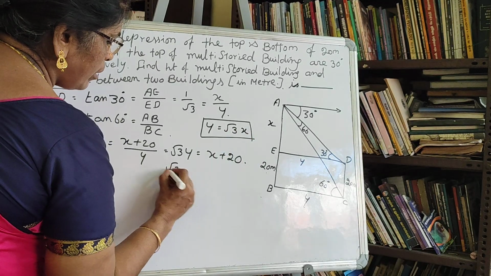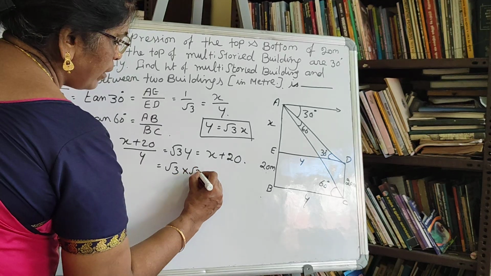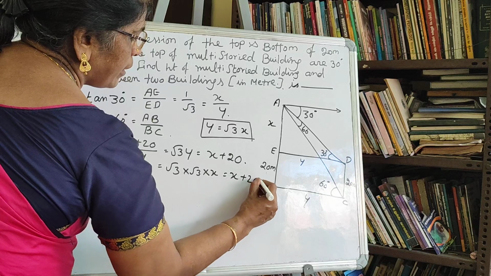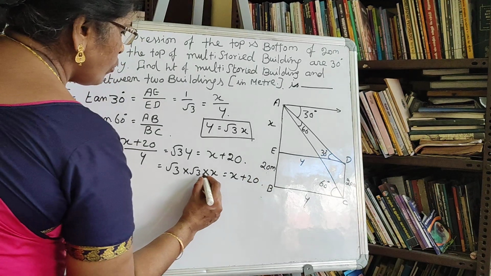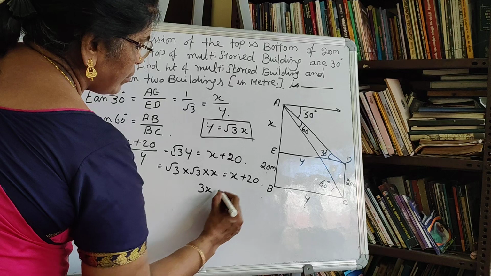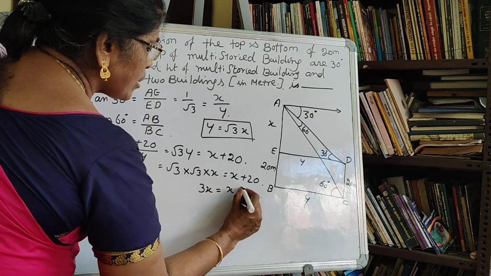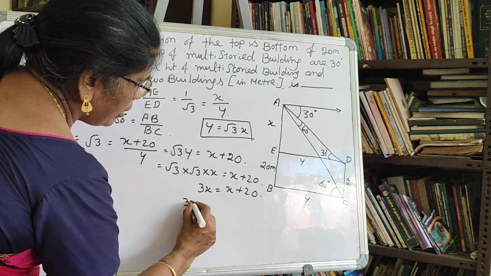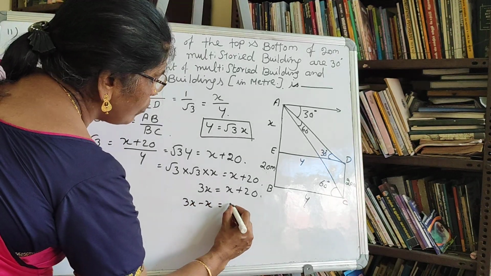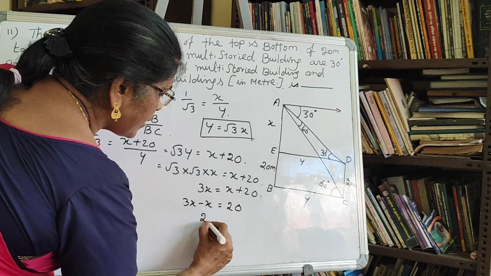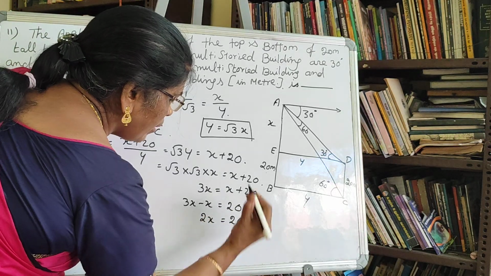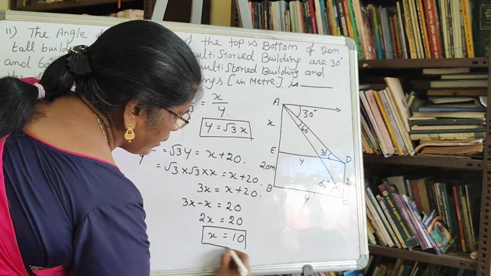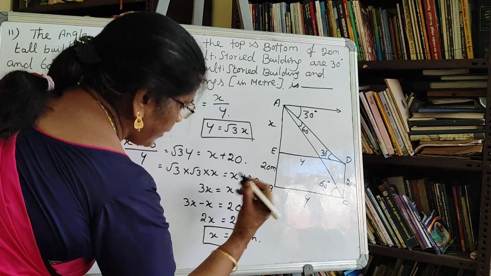So, root 3 into root 3 into X equals X plus 20. Root 3 into root 3 is 3. 3X equals X plus 20. 3X minus X equals 20. 2X equals 20. X equals 10. This is the second answer in meters.